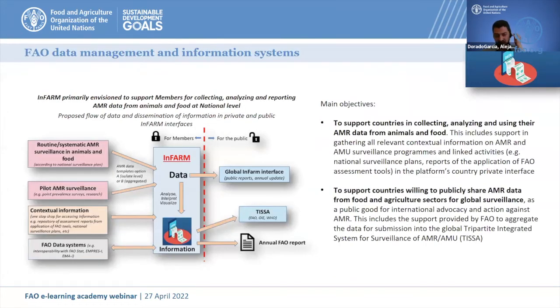So just to finish, and on the way forward, and to expand also the support offered to countries, FAO is working on a data management and information system. This year, the organization started to develop the first prototype of the international FAO antimicrobial resistance monitoring IT platform, which is called INFARM by the acronym in English. The main objective is to support countries in collecting, analyzing, and using their data on antimicrobial resistance in animals and food, and also to support the efforts for global data sharing and for integrated surveillance.